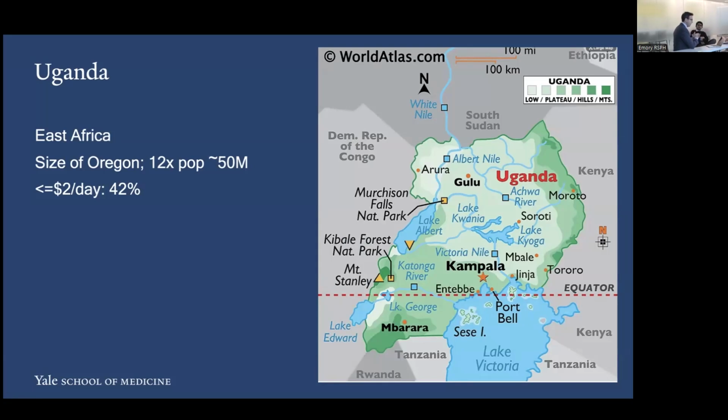In terms of Uganda, just to orient ourselves, a country in East Africa, about the geographic size of Oregon with about 12 times the population, and about half living on less than $2 a day. There are a lot of reasons why Uganda, unfortunately, has been in the news over the last few years, between the Anti-Homosexuality Act and political violence and Ebola outbreaks.